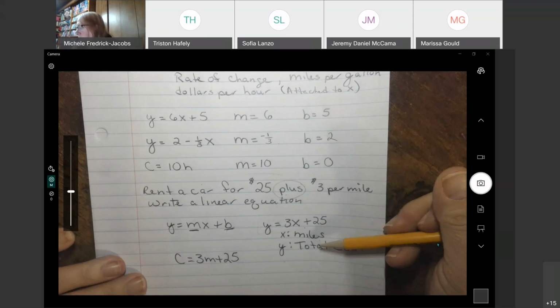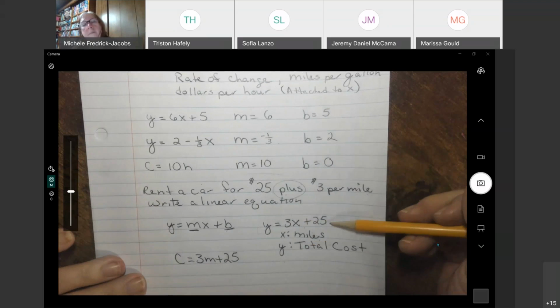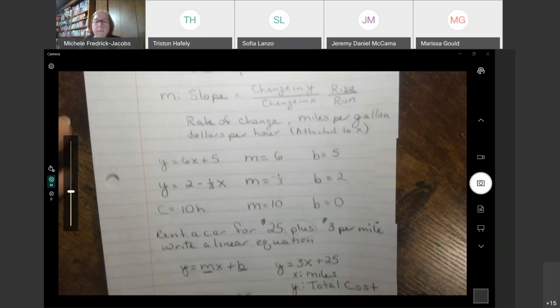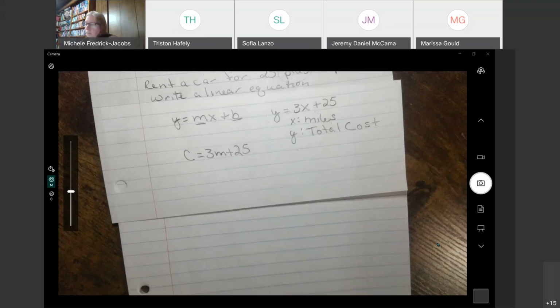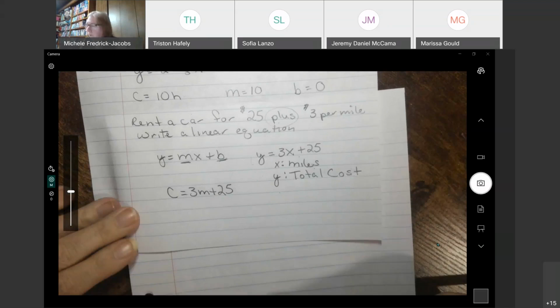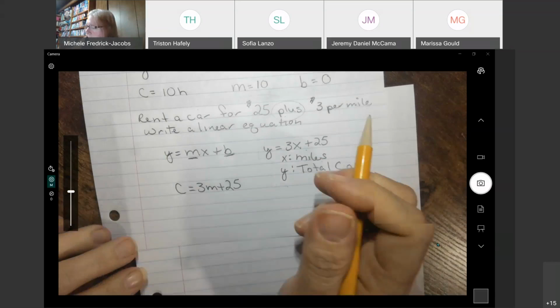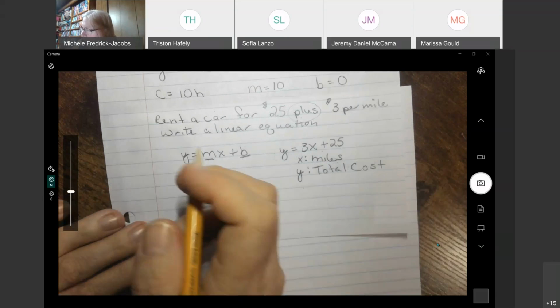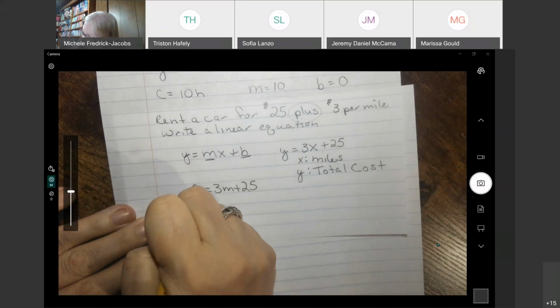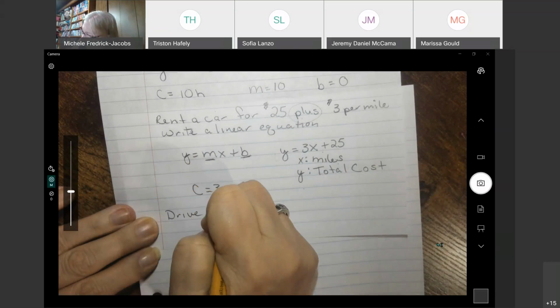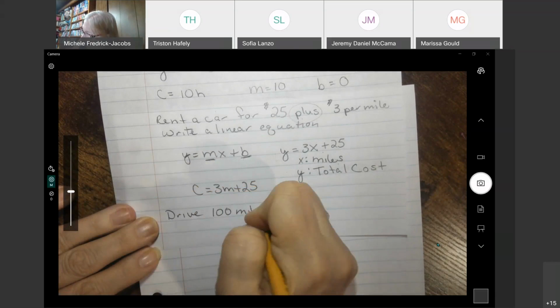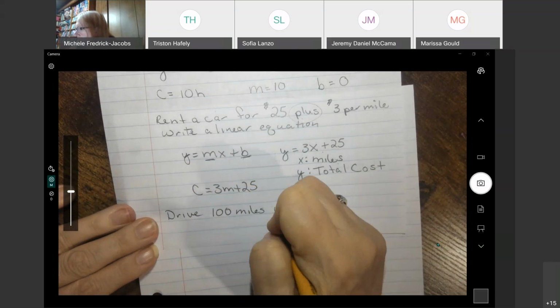Any questions on this part of it, setting it up? Okay. If we drive 100 miles, what's the total cost?